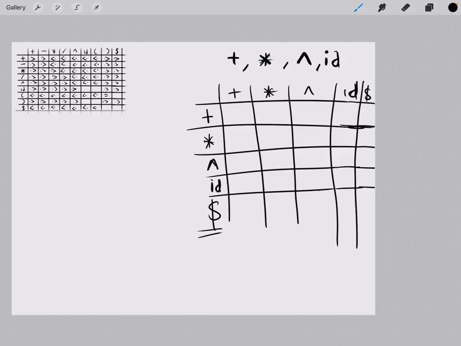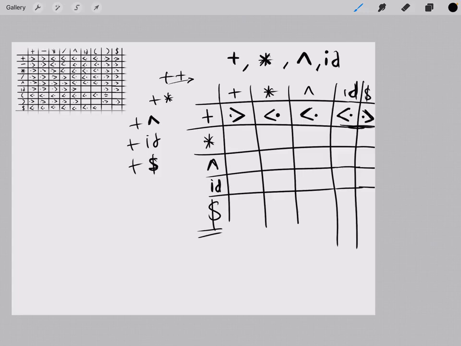All right, because we know plus and plus is left associative, the first plus takes precedence over the second plus. Plus and star: even dealing with left precedence and not, star is more important than plus, so plus yields precedence to star. Plus and caret, plus will also yield precedence to caret. Plus and ID, plus will still yield precedence to ID. But plus takes precedence over the dollar sign. So we have that.